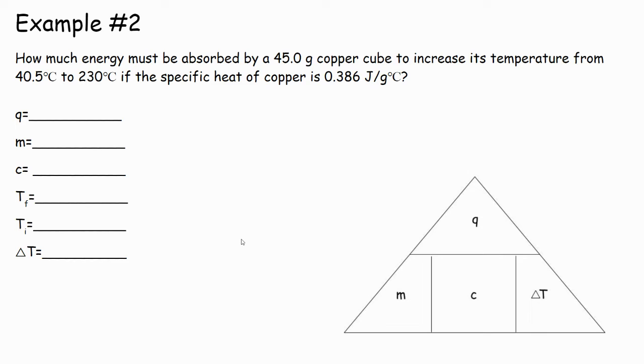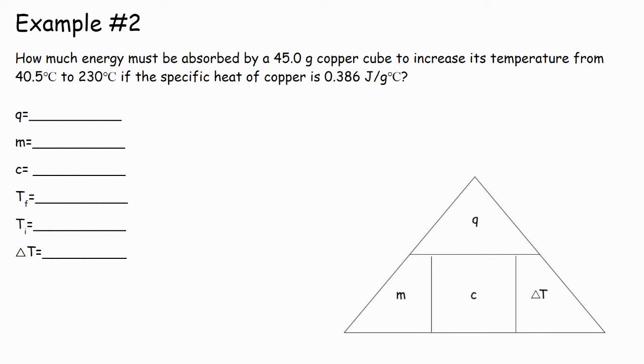Example number 2. How much energy must be absorbed by a 45-gram copper cube to increase its temperature from 40.5 degrees Celsius to 230 degrees Celsius if the specific heat of copper is 0.386? Notice how it's saying it's absorbed, so we should be looking for a positive number in the end. So that's what we're looking for.